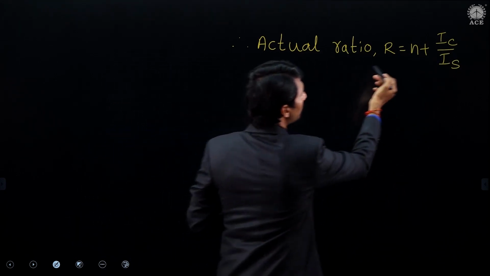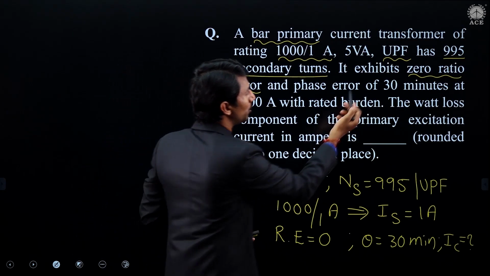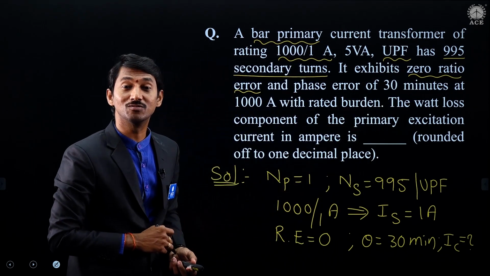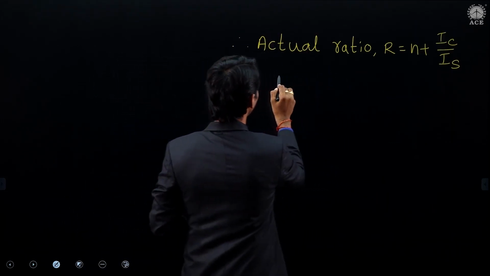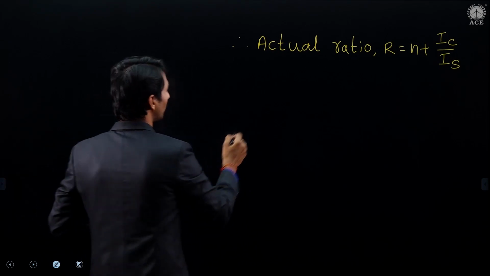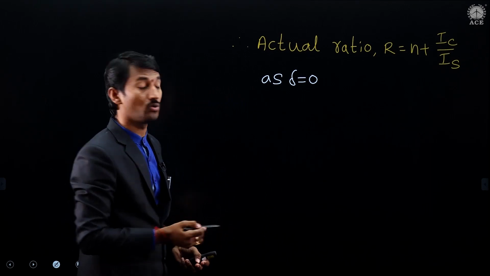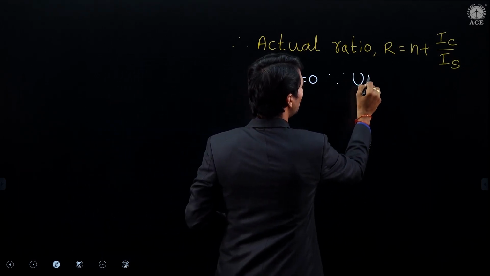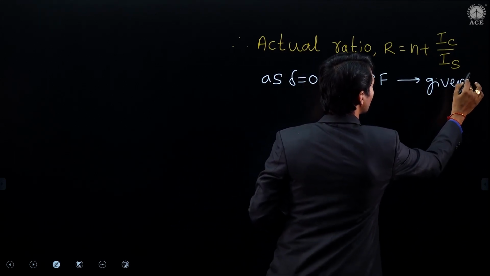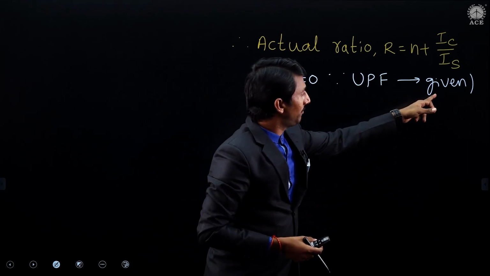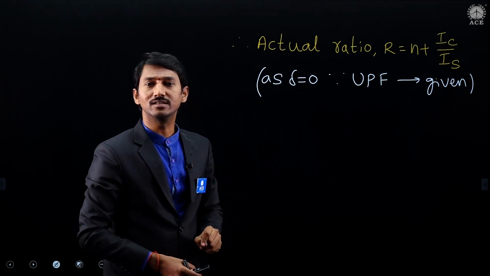Actually, the R formula is with respect to some delta value, no? Yes. But be clear, he has mentioned UPF. Under UPF conditions, what is the delta value? Secondary side angle is 0. So I am writing here that delta is 0. Why? Since UPF is given, delta is equal to 0.